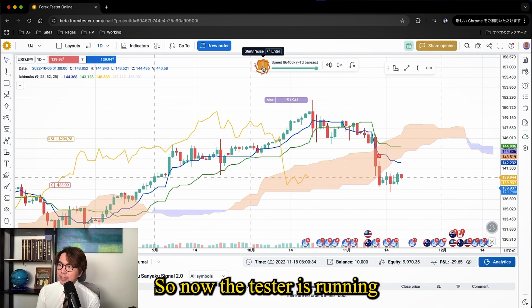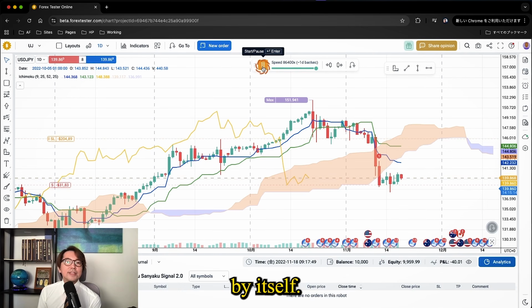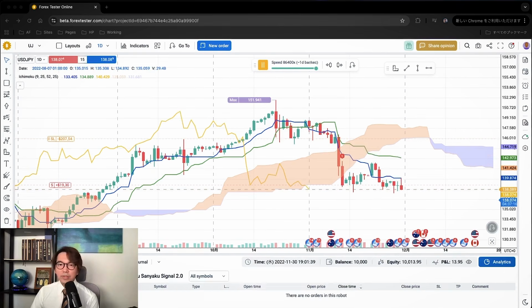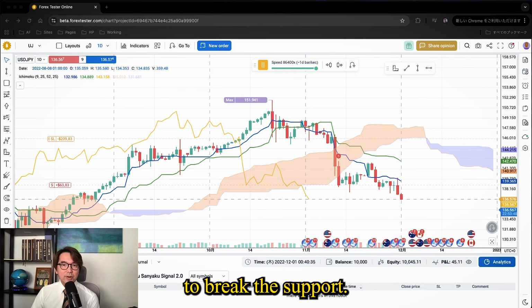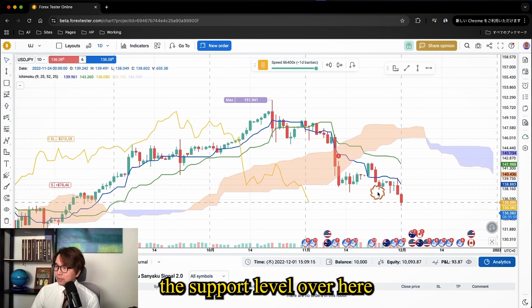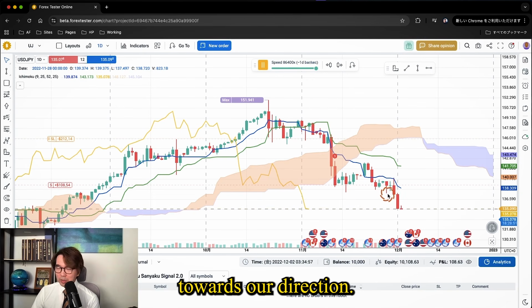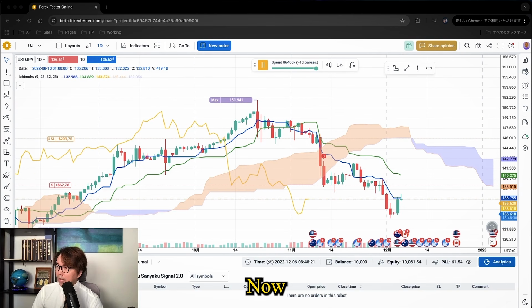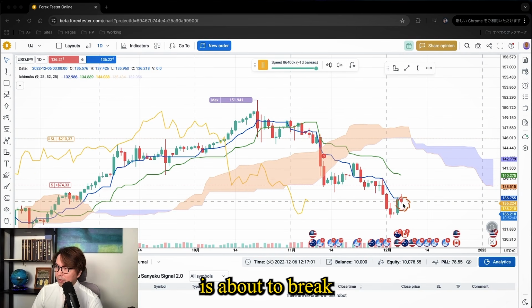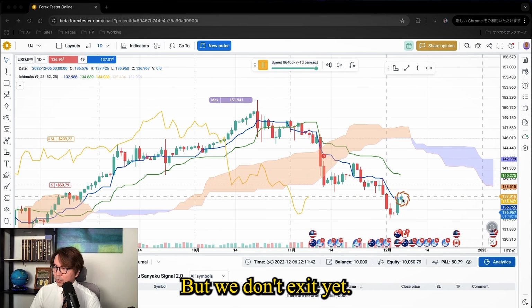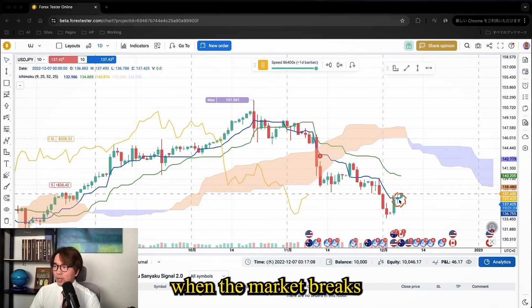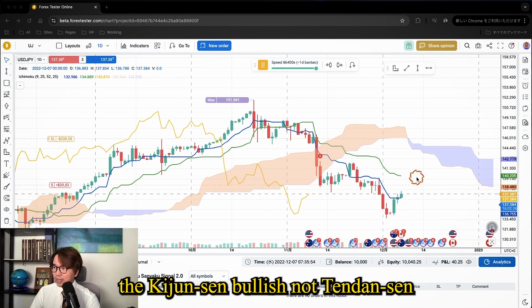So now the tester is running by itself. Let's see how it goes. A few days later, the market is about to break the support, and now the support level over here is broken bearish. So it's going towards our direction. Now the market is about to break the Tenkan-sen bullish, but we don't exit yet. We exit when the market breaks the Kijun-sen bullish, not the blue Tenkan-sen.